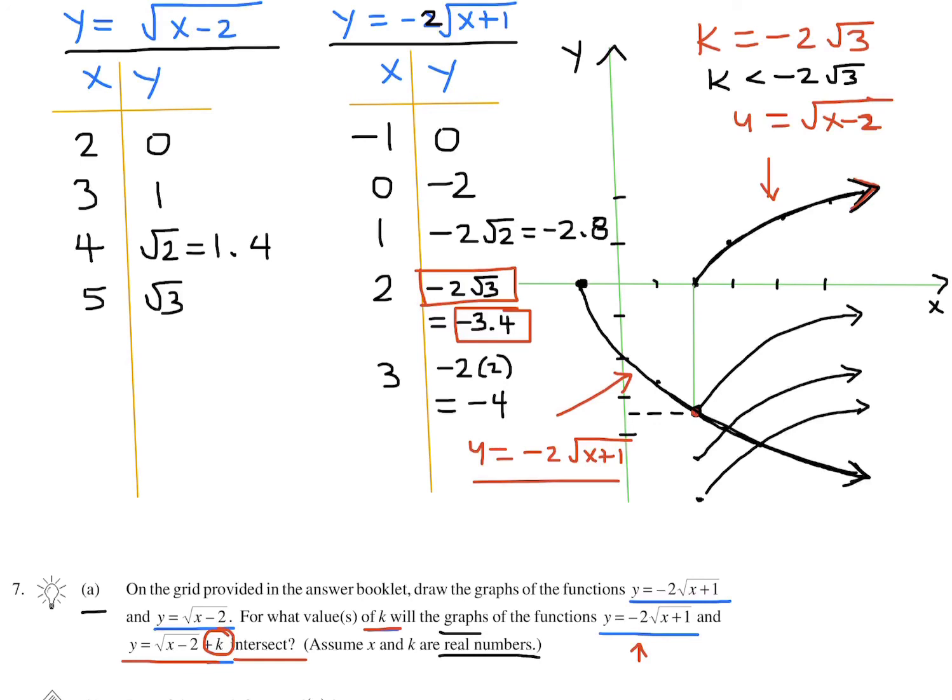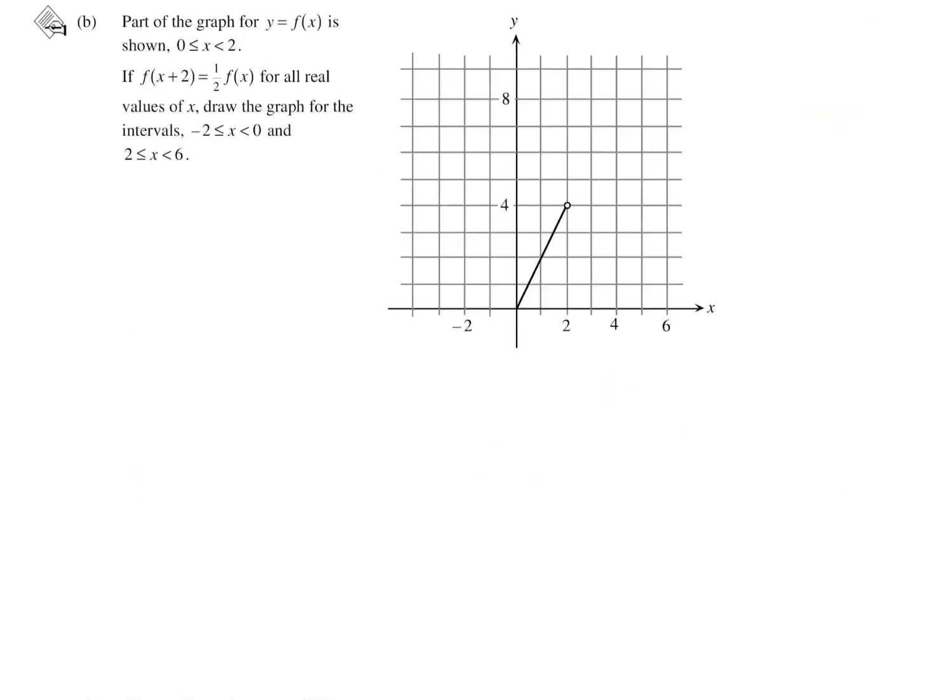All right? So the values of k for which these two equations intersect are k equal to minus 2 root 3 and k less than minus 2 root 3. All of these will result in one intersection point between those two graphs.